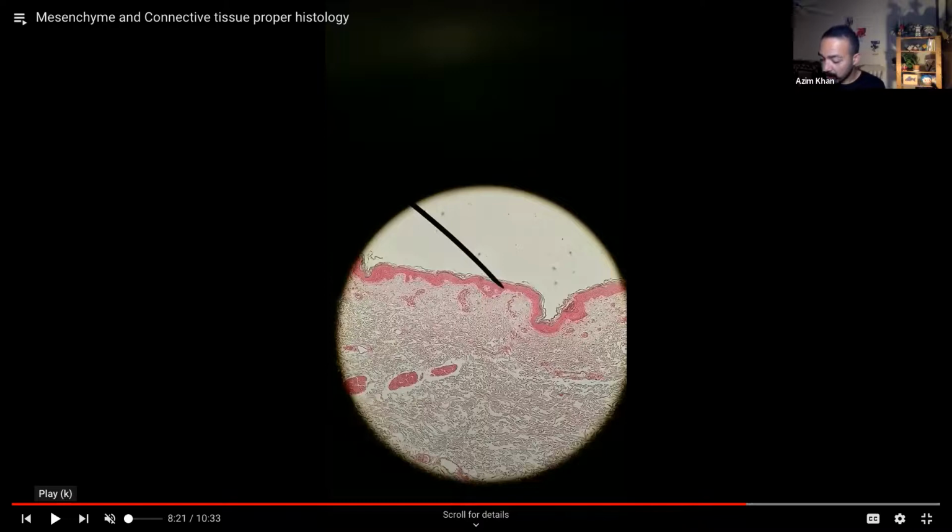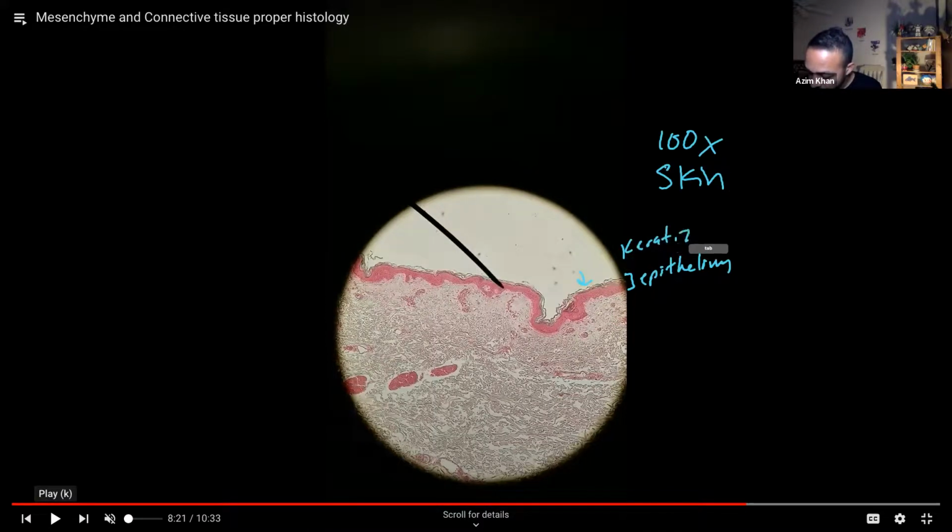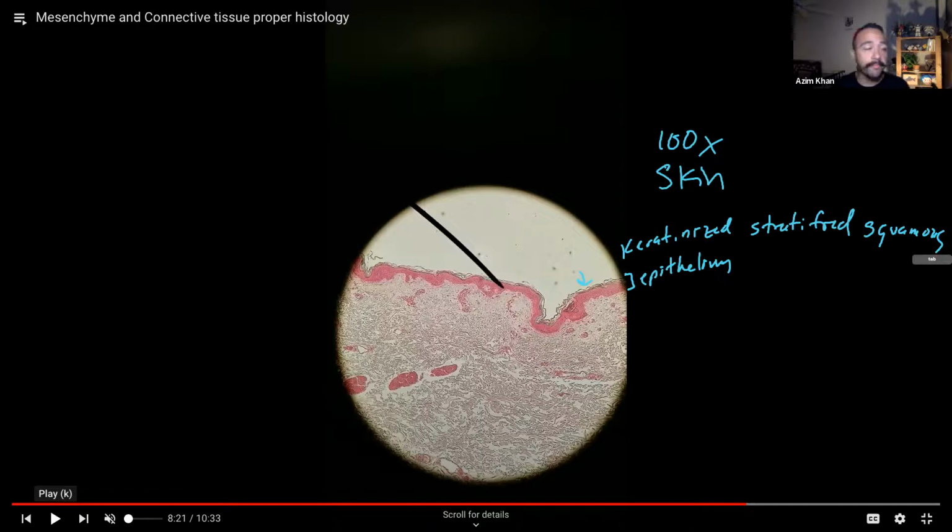Here, I believe we're at 100x right now, but this is skin. You can see the epithelium right here. See the flakiness? We're in skin and you see flaky layers at the top. This is keratinized stratified squamous epithelium.